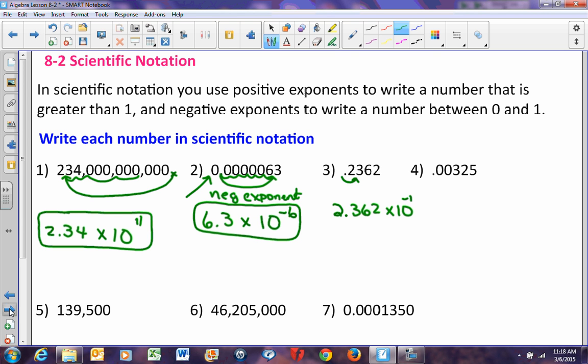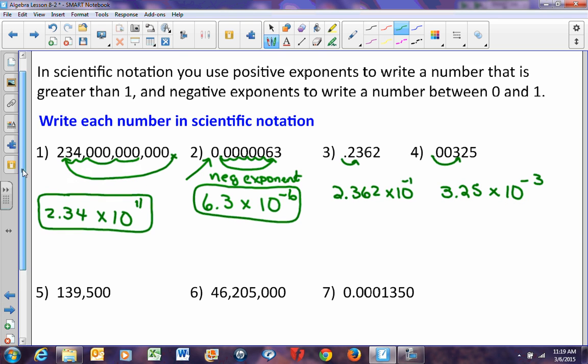0.00325. My decimal point goes between my 3 and my 2, so it's 3.25 times 10. I moved that decimal point 3 places, but I made a smaller number bigger, so it's a negative 3 exponent. Because my number was less than 1, and I made it bigger than 1, my exponent goes to a negative number. Let's look at number 5 here.